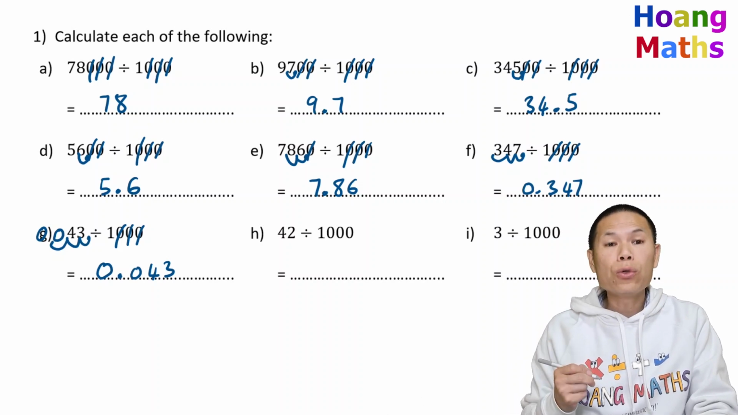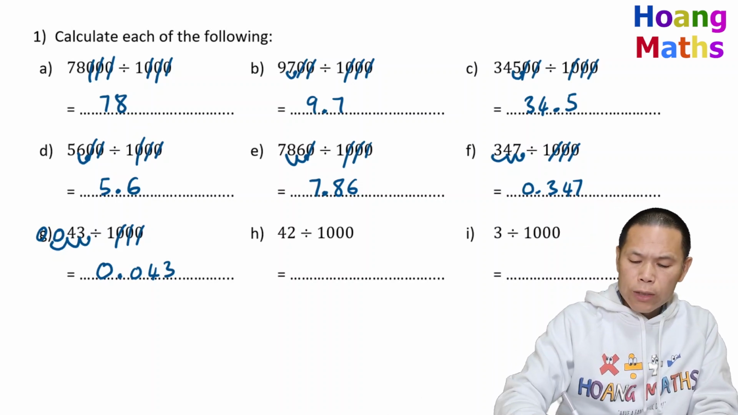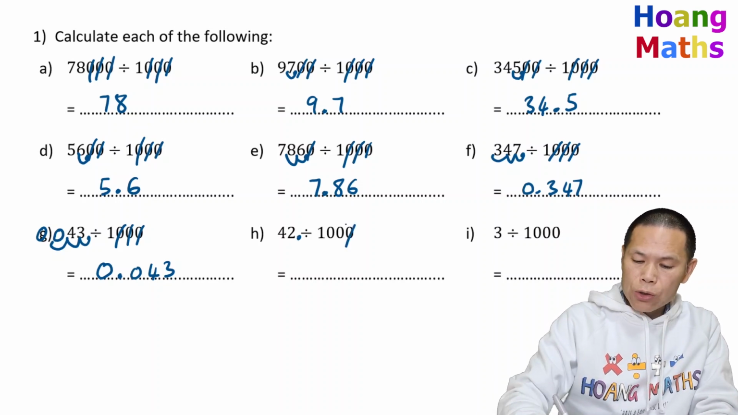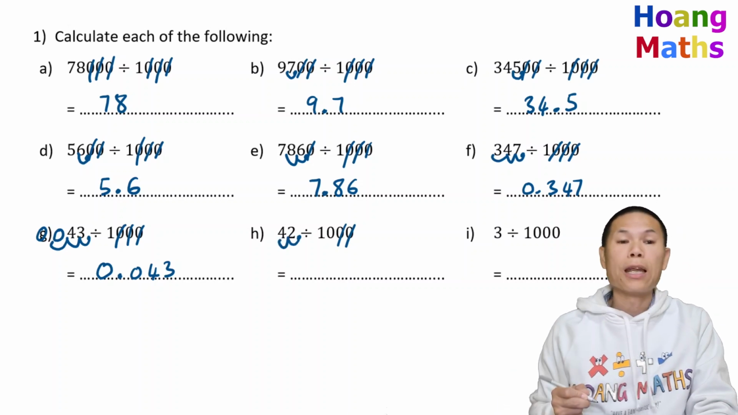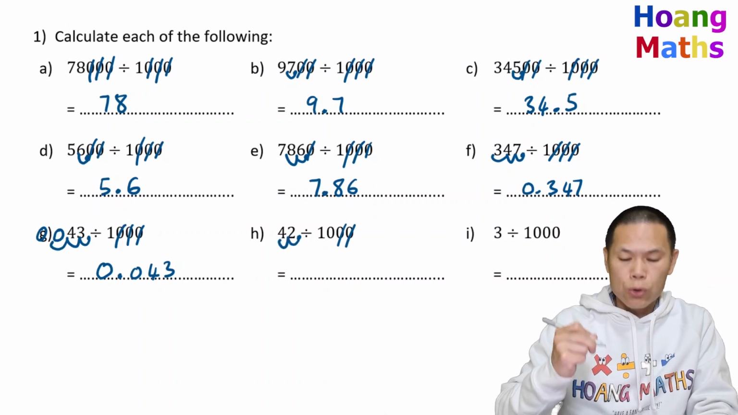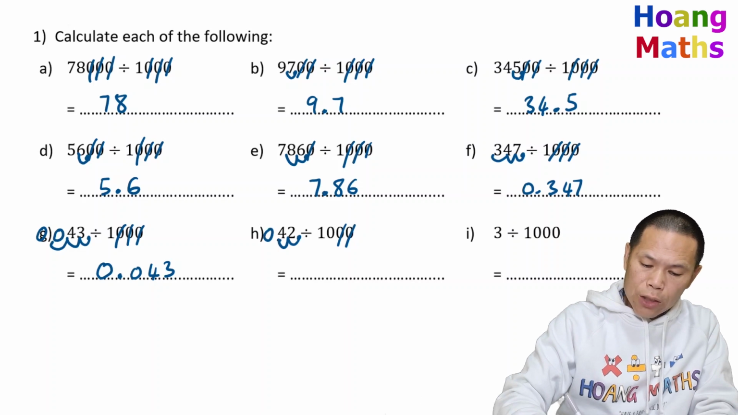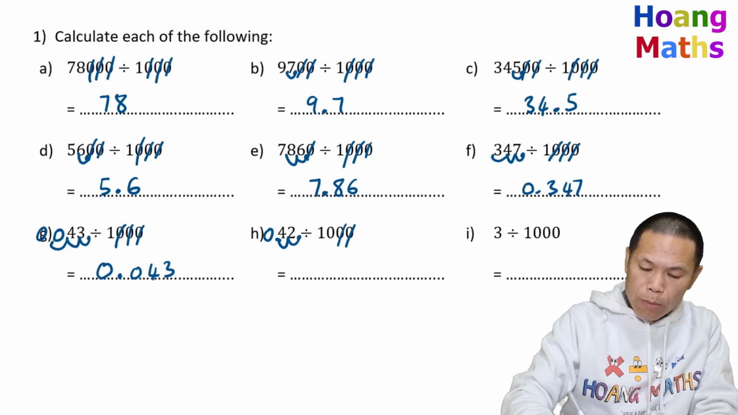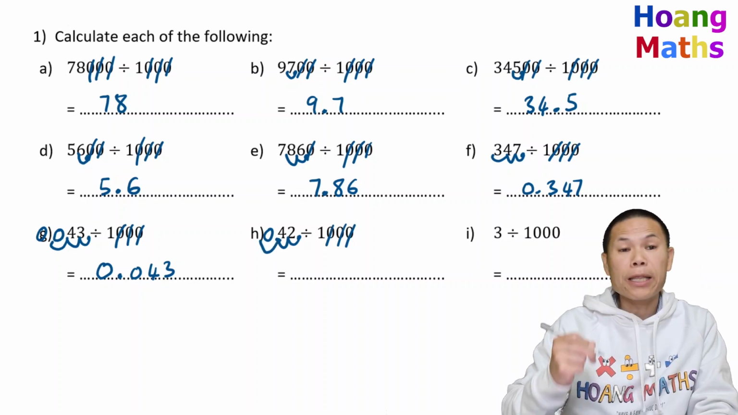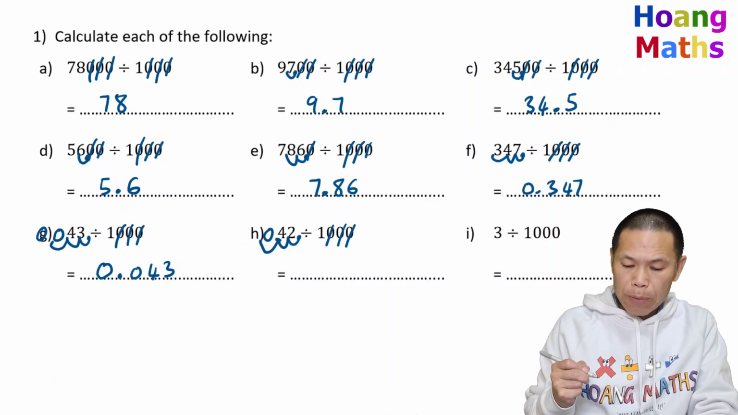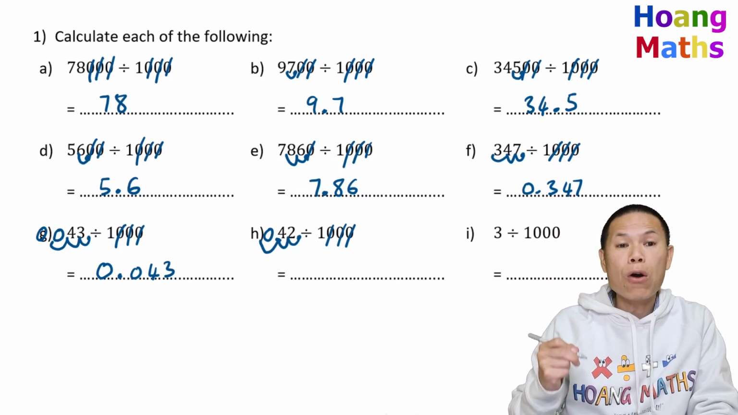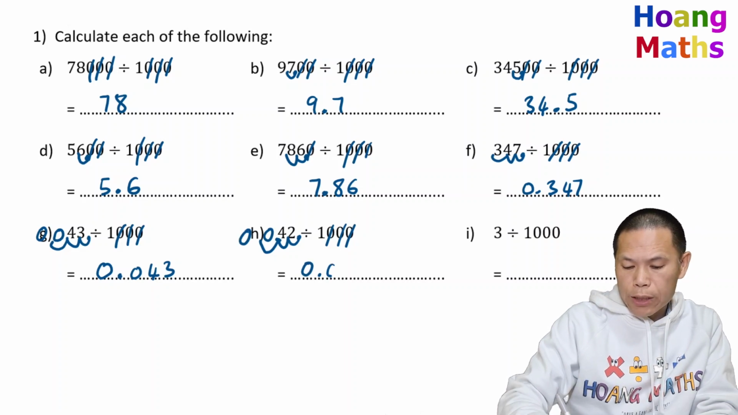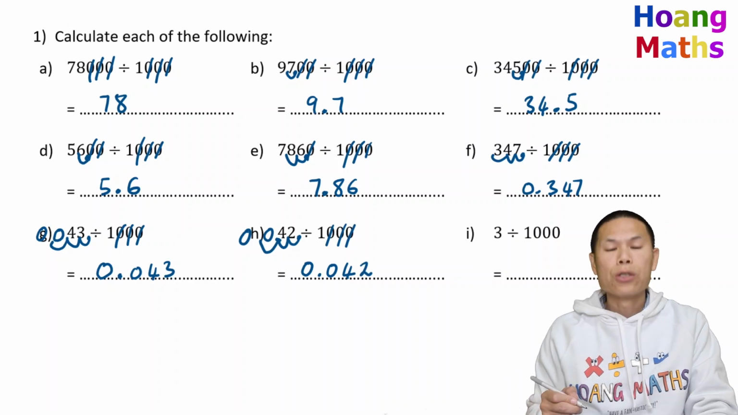H. 42 divided by 1,000. Again, no decimal point means the decimal point is right at the back of the number. So we just cancel 1, 2. You move 1, 2 to the left. And that becomes 0.42. But we can put a 0 in front. So that becomes 0.42. And we divide by 10. We move the decimal point 1 more unit to the left. This means that the answer is even smaller. So that becomes 0.042. We can put a 0 in front here. So 0.042. So there you go.